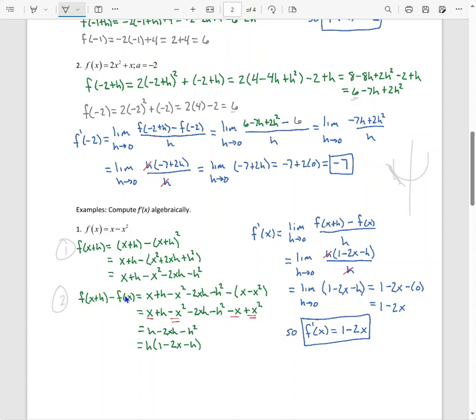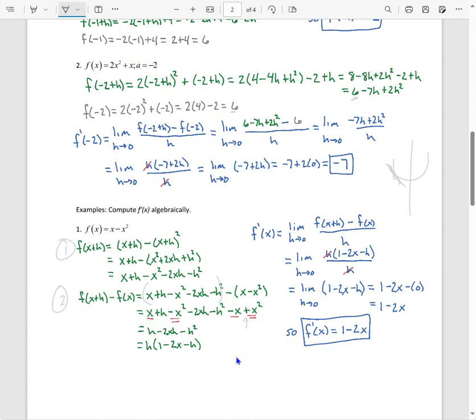The second part, I want the entire numerator, right? My entire f of x plus h minus f of x. I have my f of x plus h. That's here. I subtract the original function. Distribute my negative sign is the only thing I did here to make sure we get the positive. I have an x. I have a negative x. I have a negative x squared. I have a positive x squared. All those x's that have no h's with them, they cancel out.